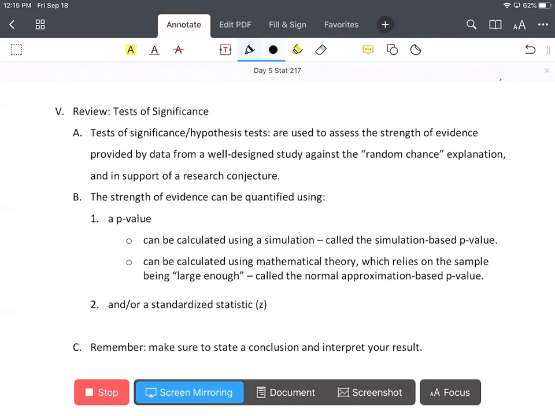I know, I understand. Let's take a moment and review, take a breath, take a drink, review of the tests of significance. This is the review of the last couple days. So we use tests of significance. Our hypothesis tests are used, so this is general review, to assess the strength of the evidence provided by the data from, always we're talking about well-designed studies, against the random chance explanation, and we find support, hopefully, in support of our research conjecture. In other words, our H sub A. Okay, so we're looking for support for our alternate hypothesis.